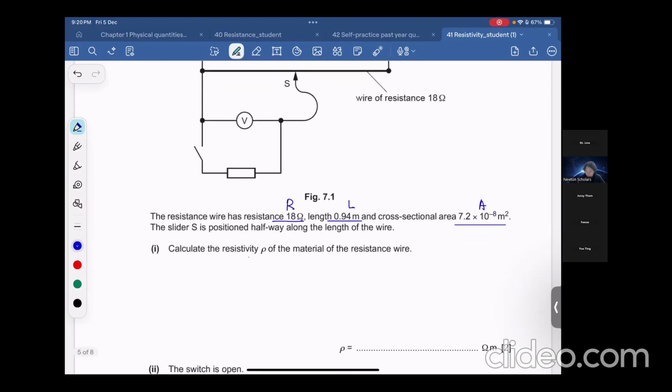Halfway. So can you calculate? The first question asks you to calculate the resistivity. Quite straightforward, dear. Do it right now. The first question is quite straightforward. You can solve it.